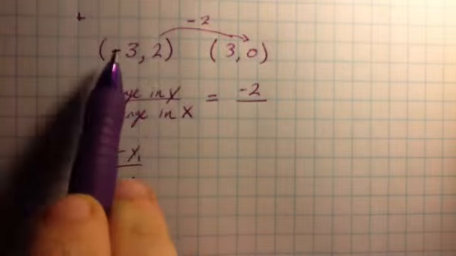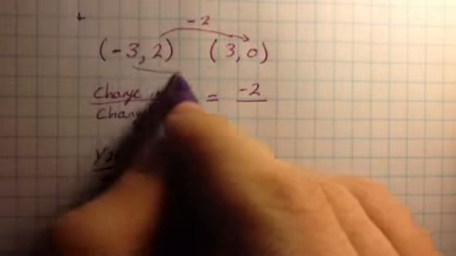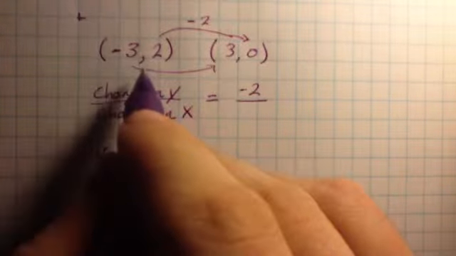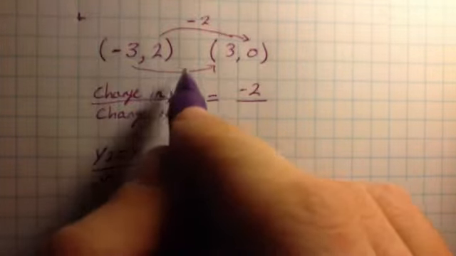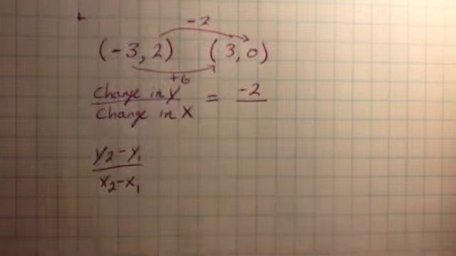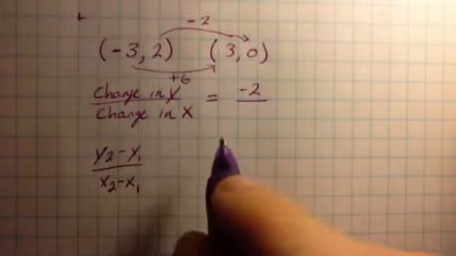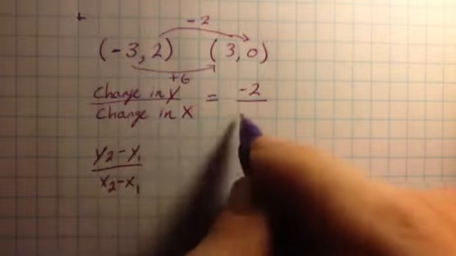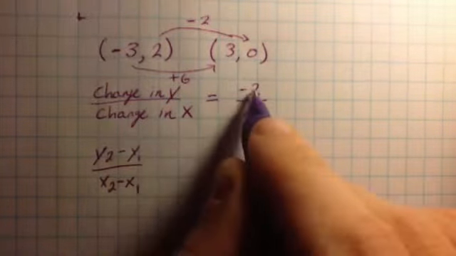Okay. What happens from negative 3 to 3? Well, okay, negative 3, negative 2, negative 1, 0, 1, 2, 3. Okay, so we're increasing by 6. Increasing by 6 for our x coordinates. So change in x is plus 6. Okay, negative 2 over 6.